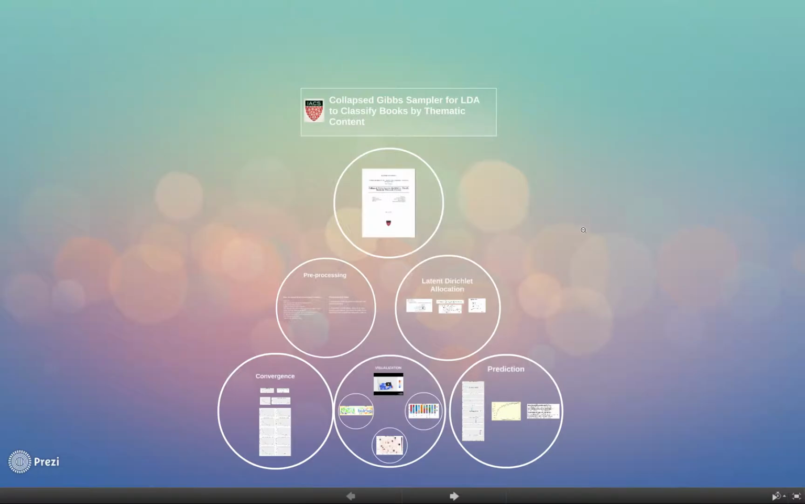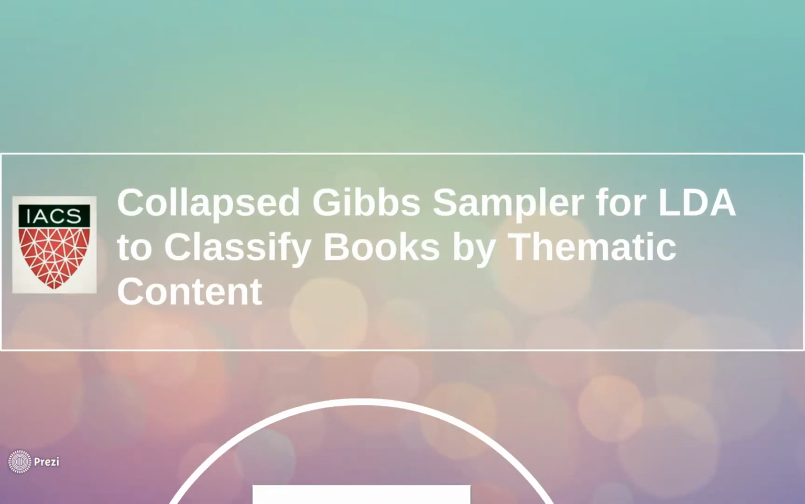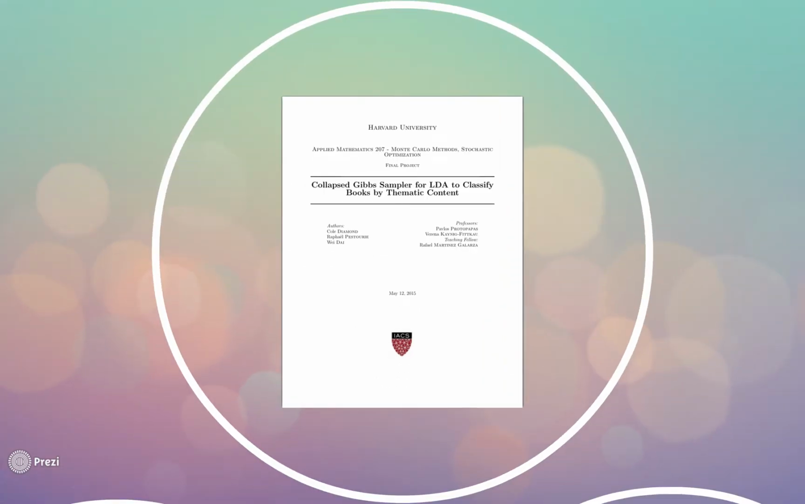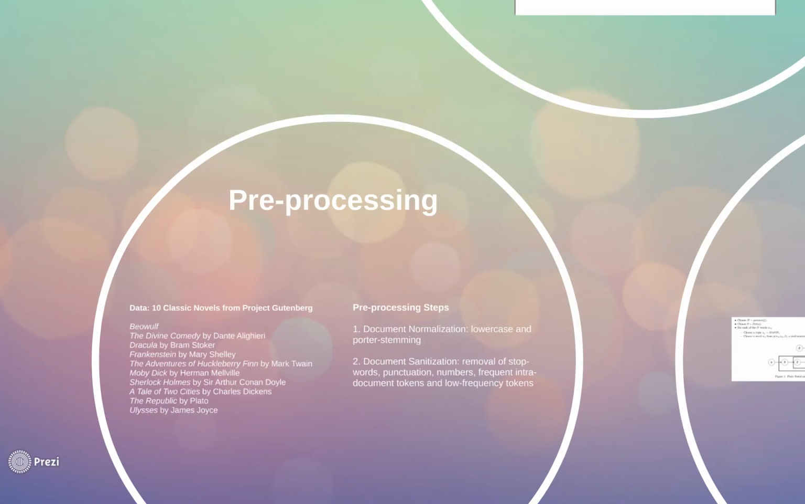Hello, my name is Cole Diamond, and I am presenting my final project for AM207, entitled Collapsed Gibbs Sampler for LDA to classify books by thematic content. I worked alongside my co-authors Rafael Pestori and Wei Dai, and under the mentorship of Rafael Martinez Galarza.